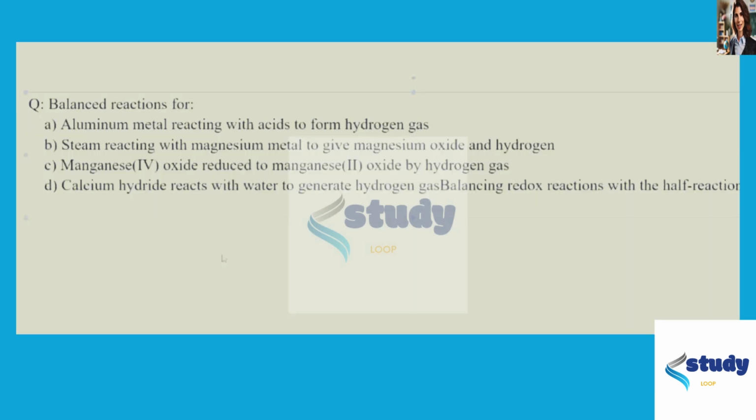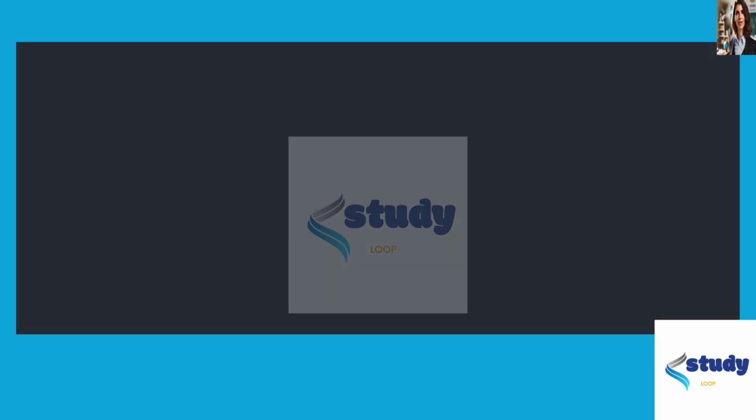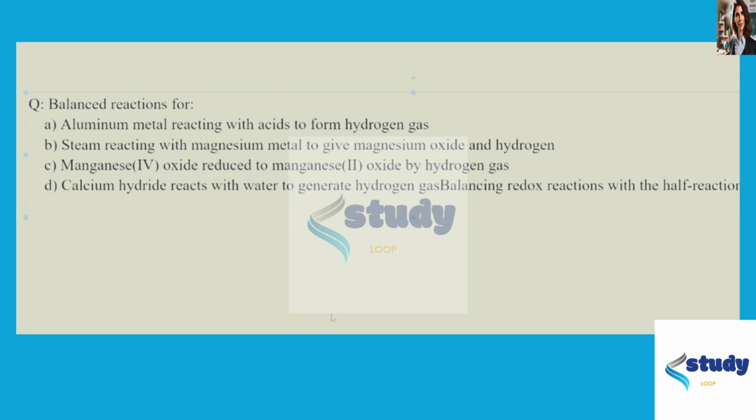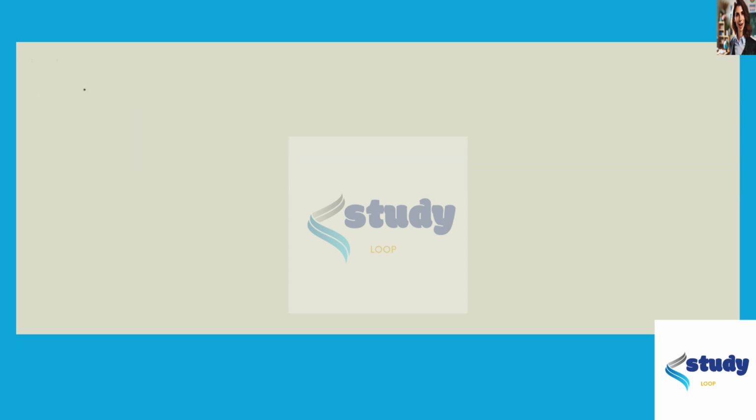All right, now we're looking at question 24 in chapter 22. We just need to balance a few chemical reactions. Most of that is going to come down to paying attention to mass balance, just using the information that we're given. For example, our first question here is going to be aluminum metal reacting with acids to form hydrogen gas. So let's take a look at that one first.